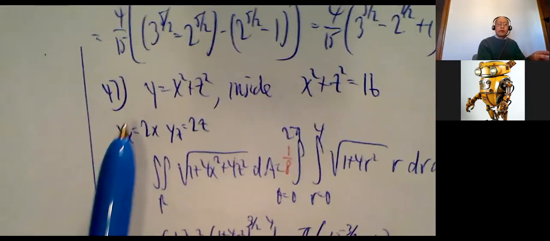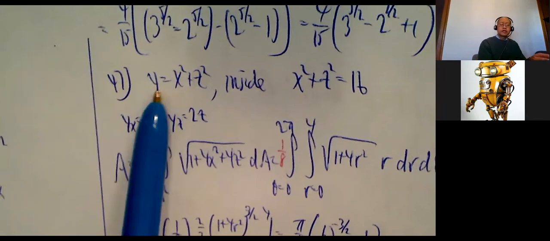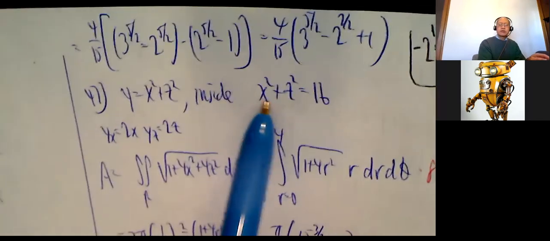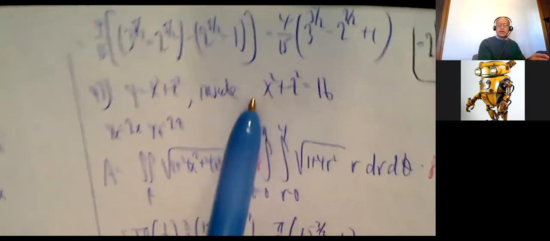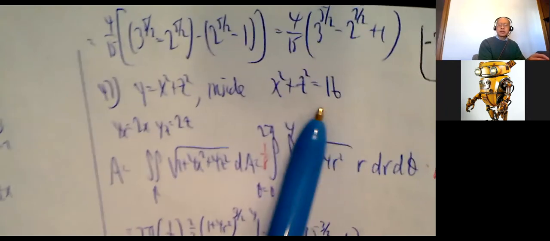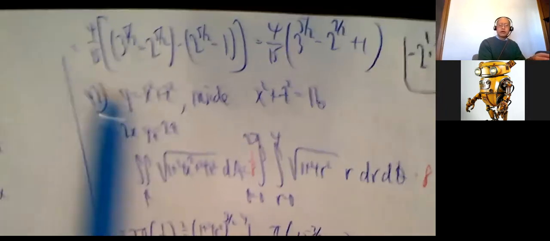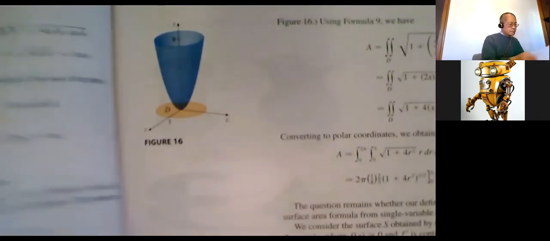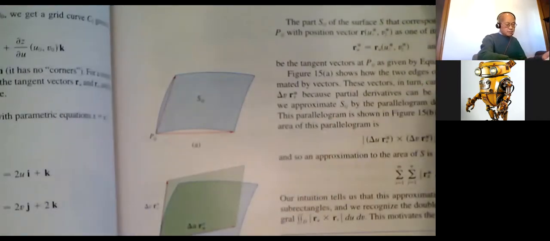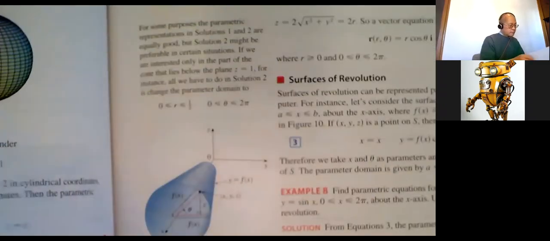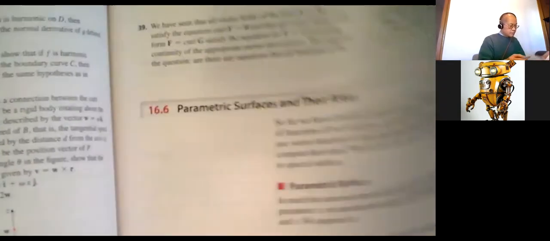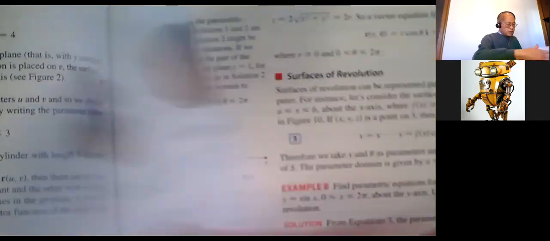Okay, 47: y equals x squared plus z squared. So notice this is y as a function of x and z, and inside, x squared plus z squared equals 16. I think to myself, that's like x squared plus y squared equals 16, a circle centered at the origin with radius 4. So by analogy, I am just using the formula I just showed you a moment ago, with a role reversal.